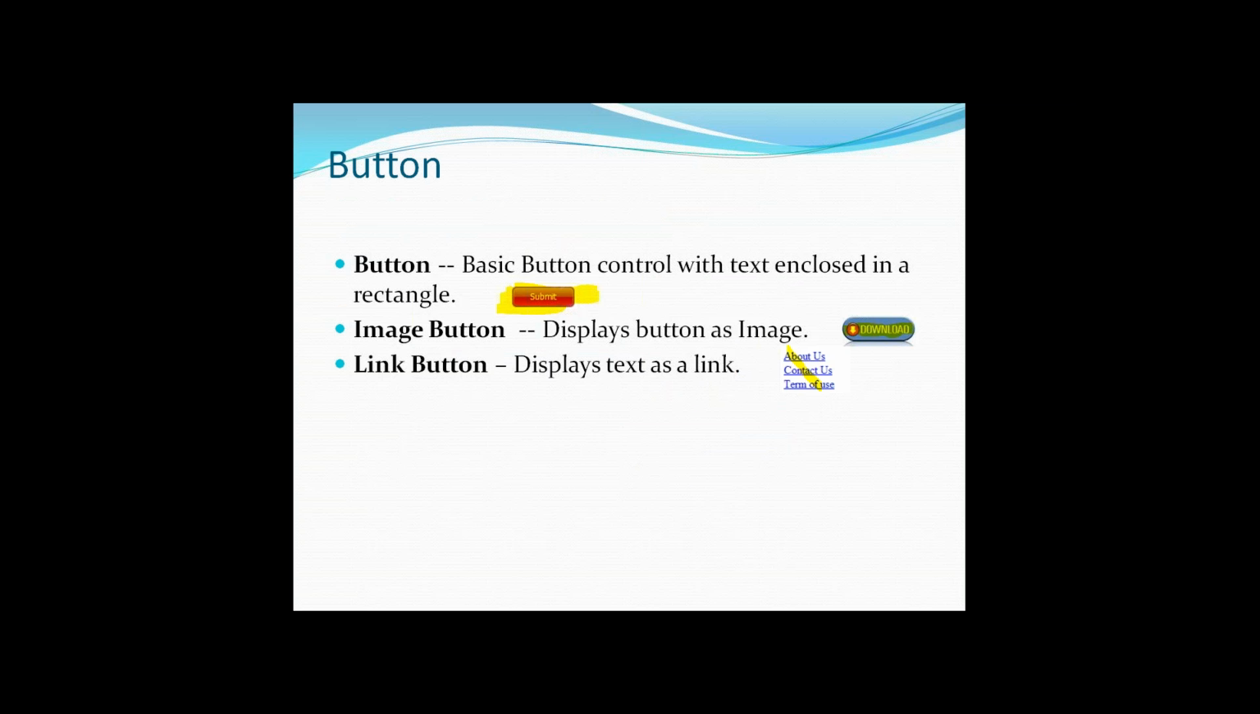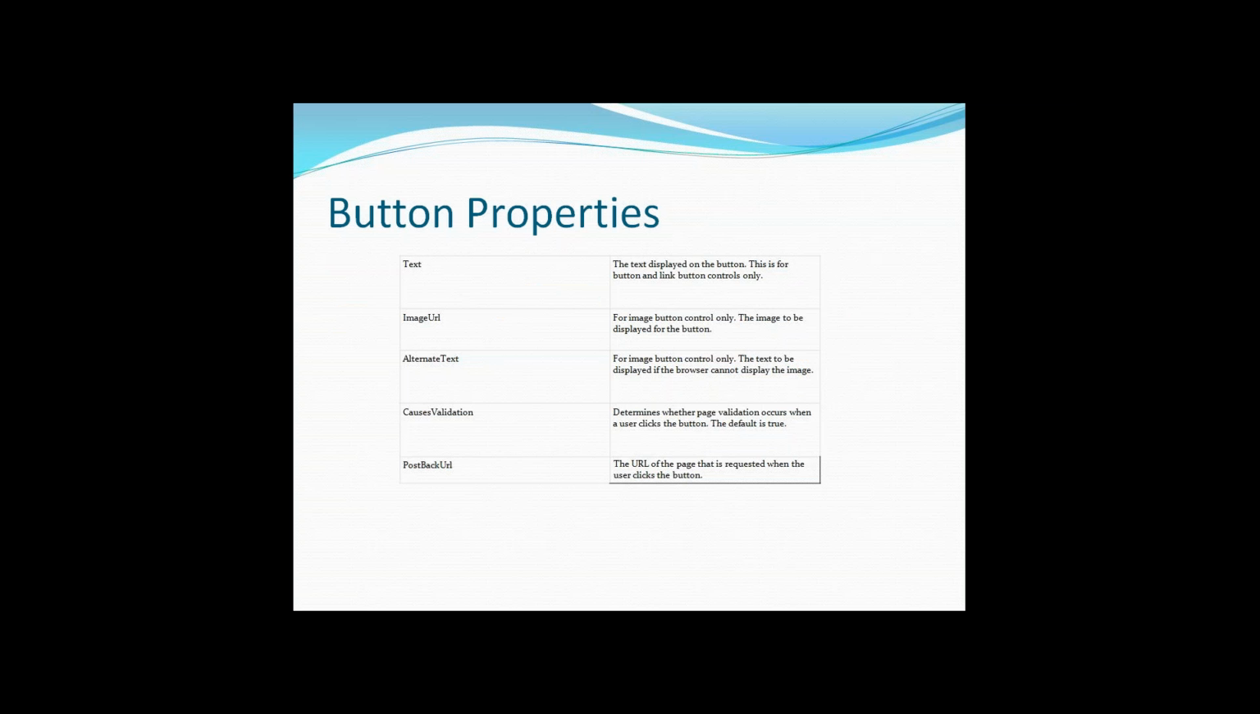So here you have a download button, but the download button was not available. So instead you can show a normal download text, right? Normal text which says download. So this text which gets displayed when the image is not available is called alternate text. Making sense? Understood the purpose of the property called alternate text? Good.